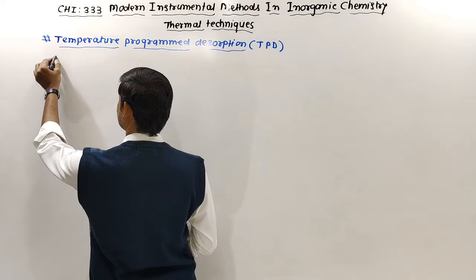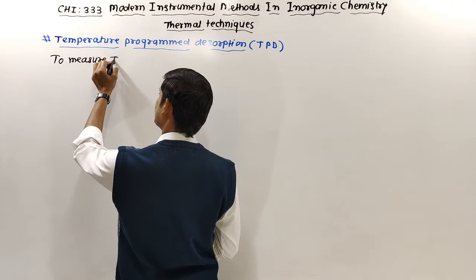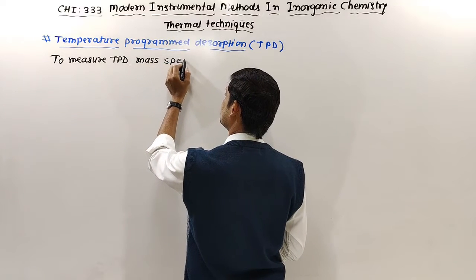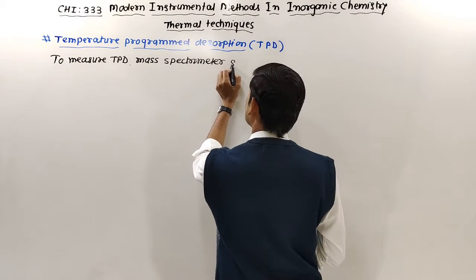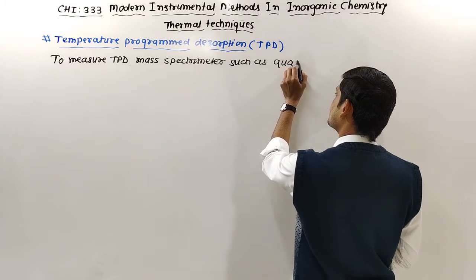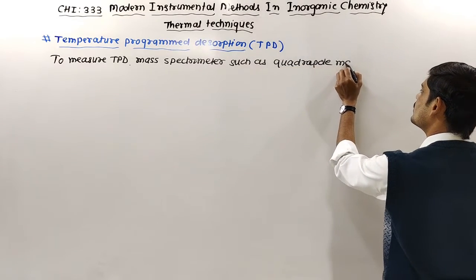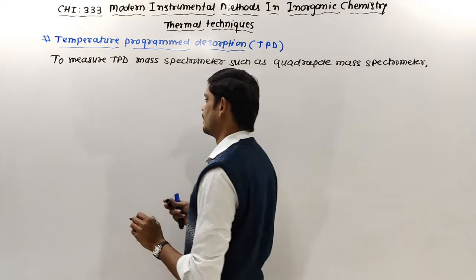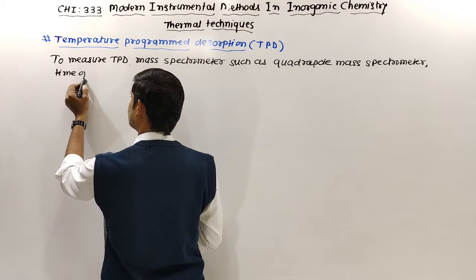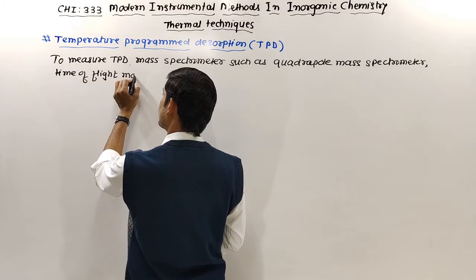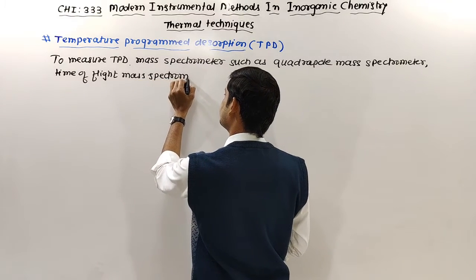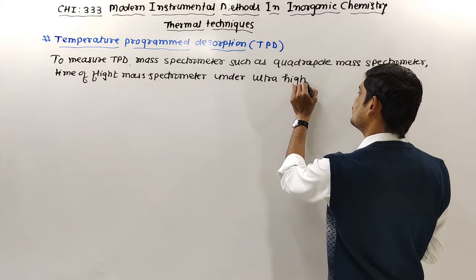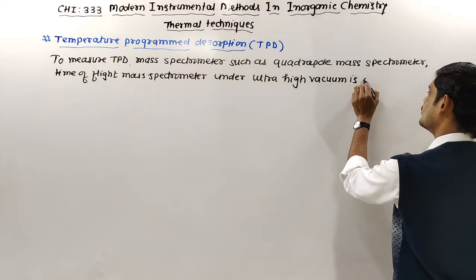So to measure TPD, a mass spectrometer such as a quadrupole mass spectrometer, or a time of flight mass spectrometer, under ultra high vacuum, is connected.